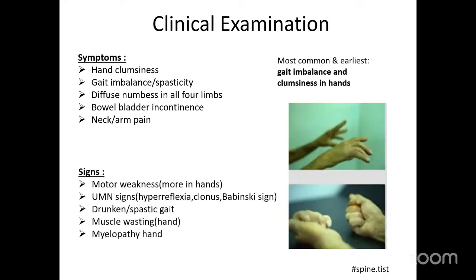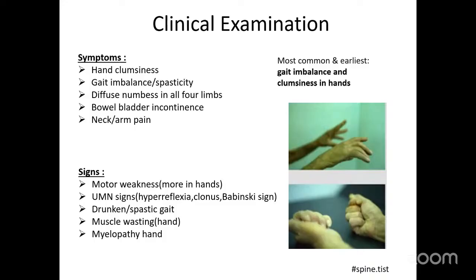So I guess this is the most important slide of the whole presentation, which is signs and symptoms of clinical cervical myelopathy. Because this is what you will first notice in your patients. Symptoms of the patients would be, most commonly, hand clumsiness, gait imbalance. Clumsiness means he would not be able to write properly. He or she would not be able to tie or untie buttons. Numbness in all four limbs, bowel and bladder involvement, neck and arm pain.